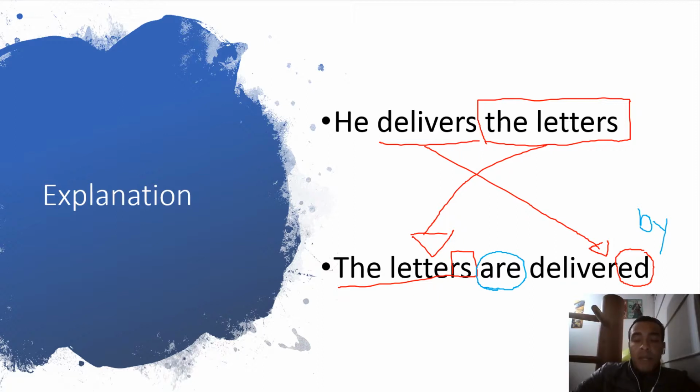And in this case, pay attention, because you cannot use he. You need to use the object pronoun. So that would be him, by him here. Okay?